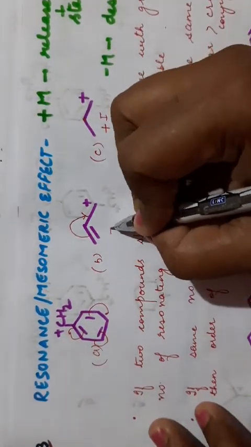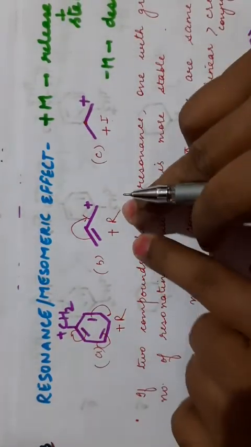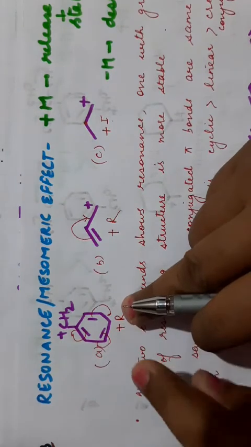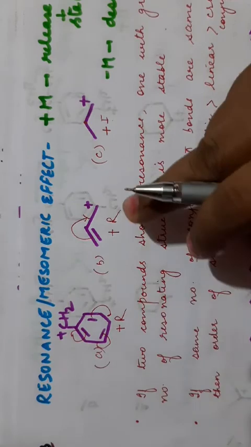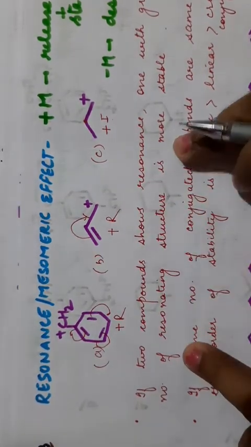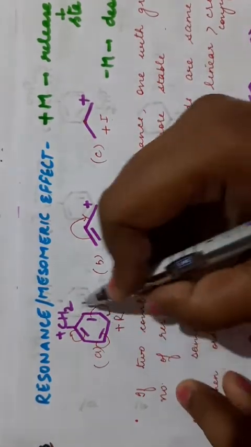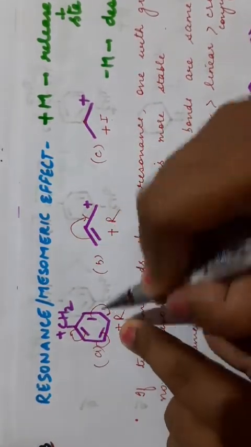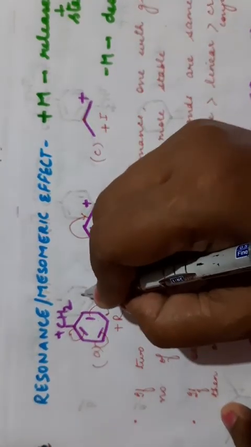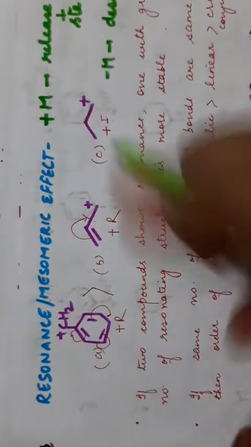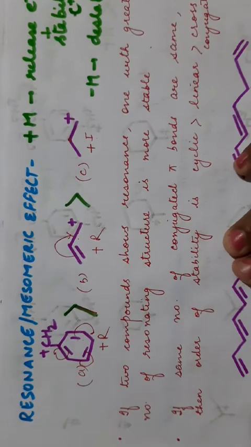Here there will be resonance, plus R effect, and there will be resonance here, plus R effect. Now which has a stronger plus R effect? The structure which has more number of resonating structures. If 2 compounds show resonance, then the one with the greater number of resonating structures is more stable. So out of these 2, more resonating structures will be obtained for benzyl carbocation, so it is more stable than allyl carbocation. So the arrangement is A is more stable than B and B is more stable than C. Clear?